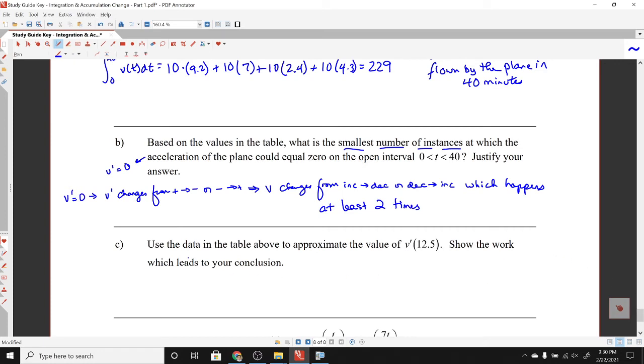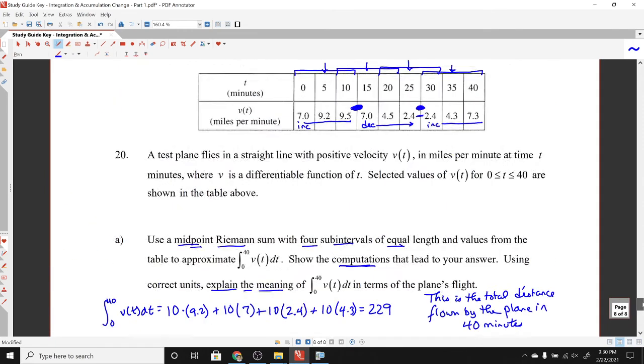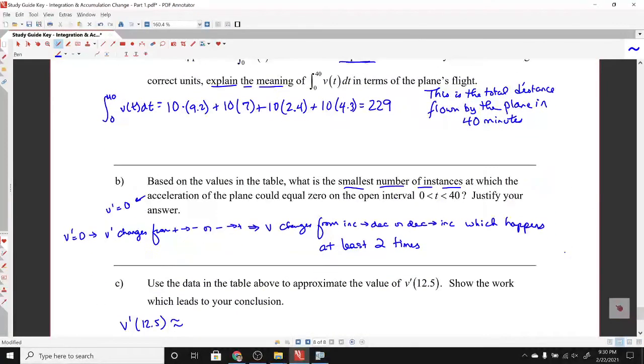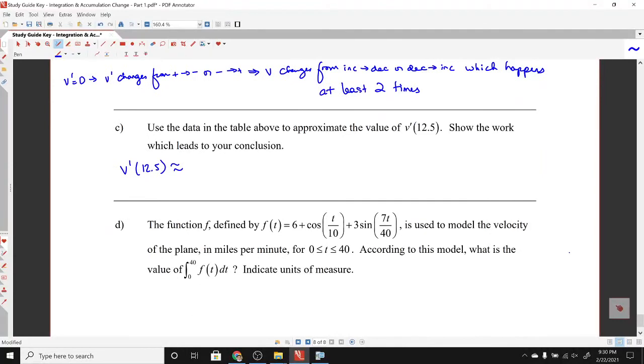All right. Use the data in the table above to approximate the value. So v prime of 12.5 is approximately. All right, so let's take a look. So 12.5 is sitting right in here between 10 and 15. So we're going to use these values right here, 10 and 15. And so we're going to go ahead and just compute the average rate of change.